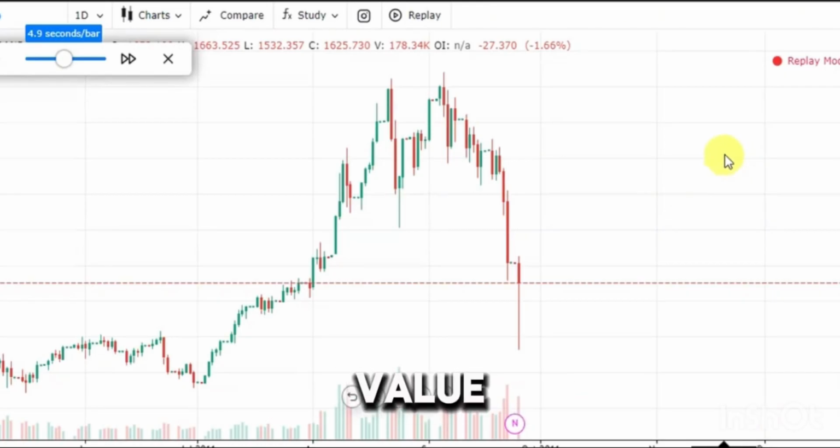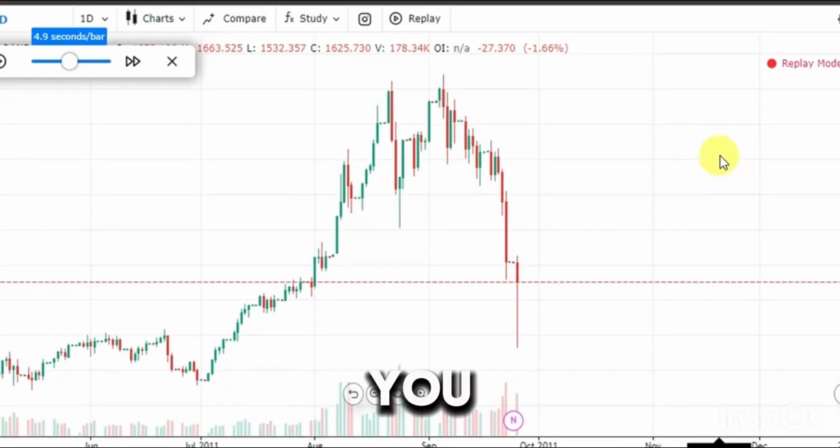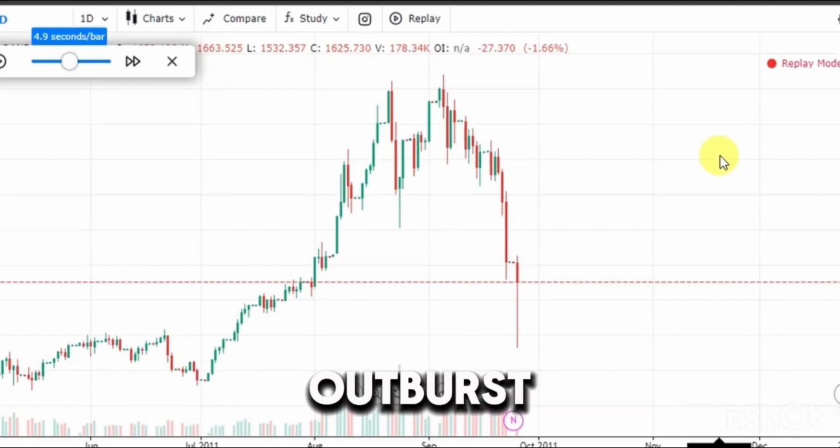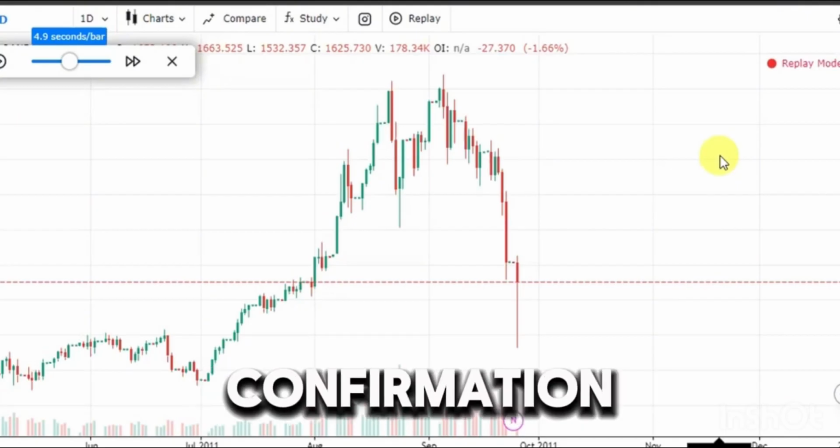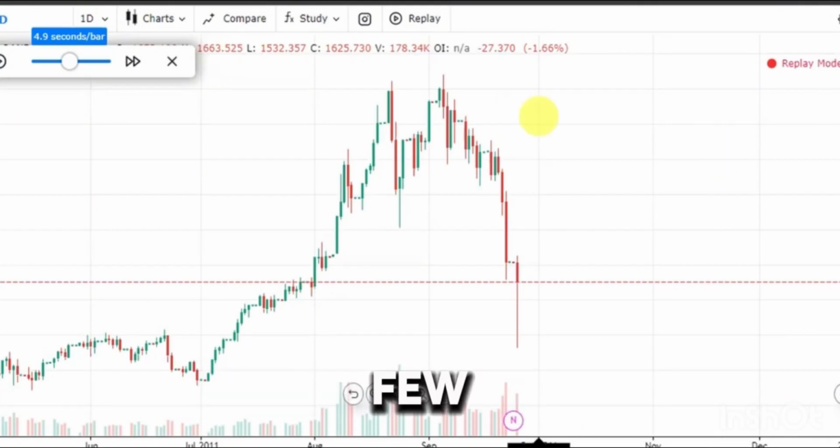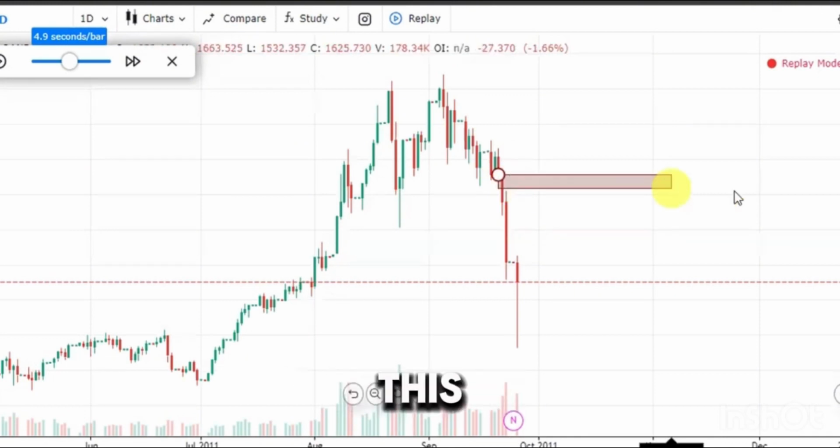All right. So what is a fair value gap? A fair value gap is a three candle movement. Basically it's where you see an outburst in movement in the market in a particular area. Whether it goes up or down, you look for that sudden outburst movement, and it's a three candle confirmation. So we have a fair value gap right here. There's 1, 2, 3, so a three candle movement pattern. We'll mark out from the bottom of the top candle to the top of the bottom candle. This is the fair value gap.